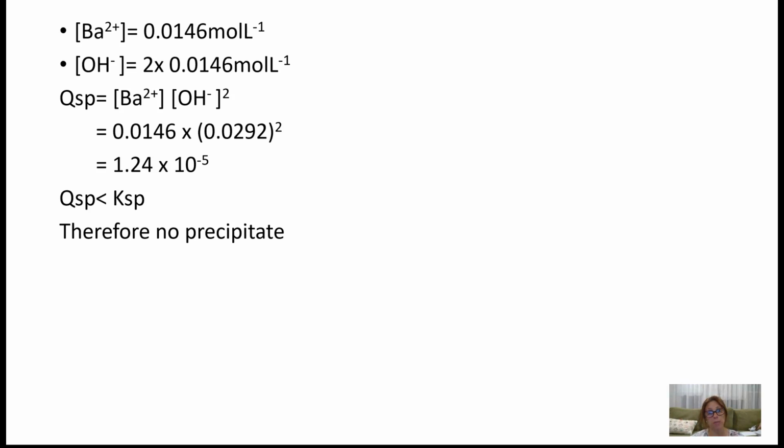So now we do our QSP. That's our ionic product, working out our concentrations at this point in the reaction. So I have 0.0146 as our concentration of barium ions, and 2 lots of that, which is 0.0292, and again, because of the coefficient in front of the hydroxide, it's to the power of 2. So we get an answer of 1.24 times 10 to the minus 5, and in this case, that QSP is less than the KSP that was given on the previous slide, and therefore no precipitate occurred.